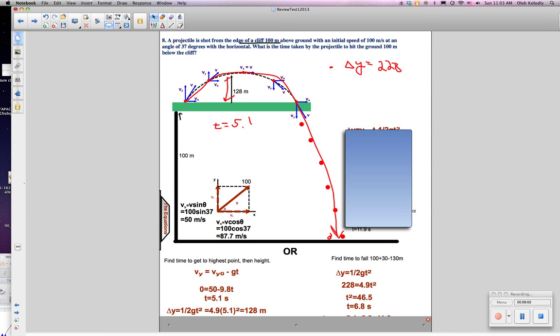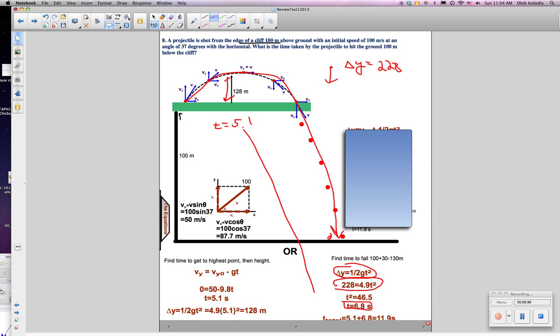is given by this equation right here. Delta y is 228 from top to the bottom. V naught, if you're just looking from here down, is 0. So it's 1/2 g t squared. And solving for that, the time is 6.8 seconds. We're going to add the 5.1 to that and get a total time of 11.9 seconds.